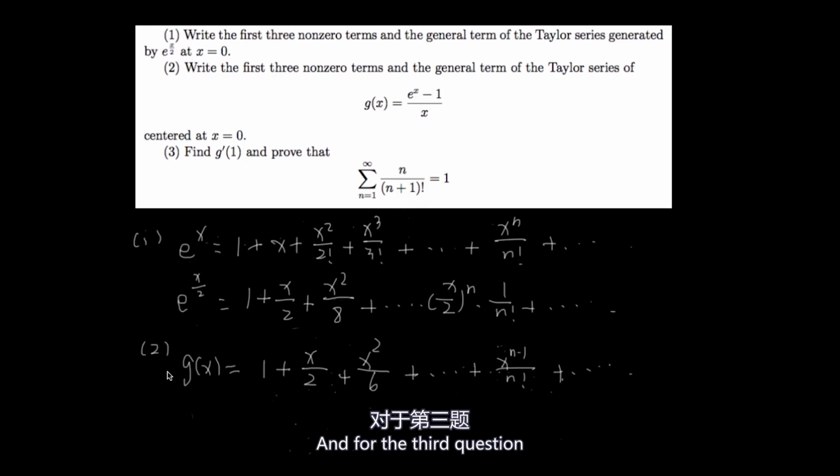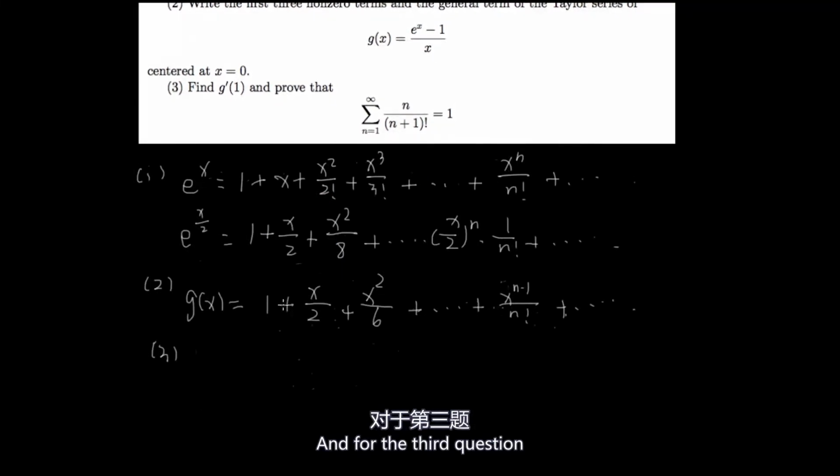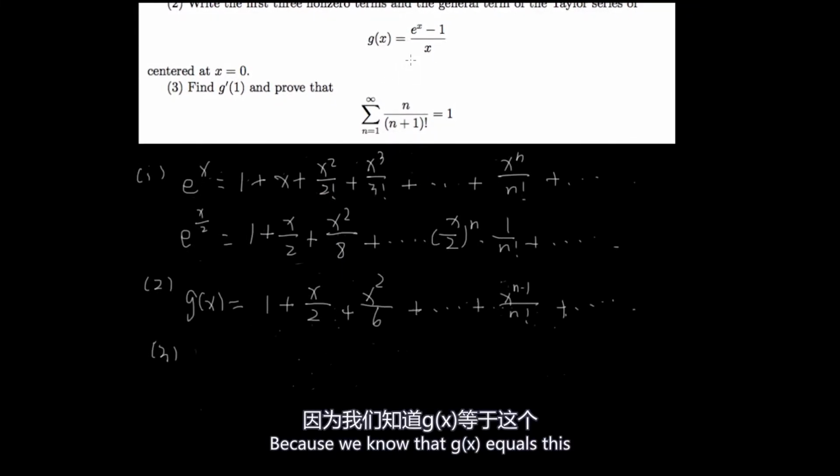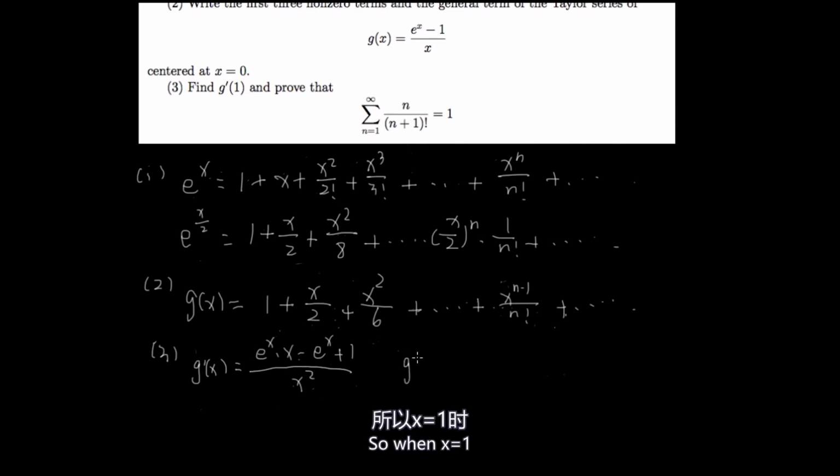And for the third question, because we know that g(x) equals to this, so the derivative of g(x) actually equals to e to the power of x times x minus e to the power of x plus 1 over x squared. So when x equals to 1, this equals to 1 minus 1 plus 1 over 1 equals to 1.